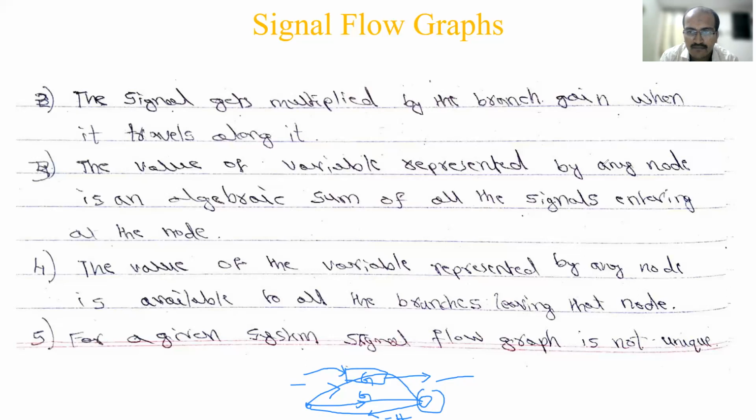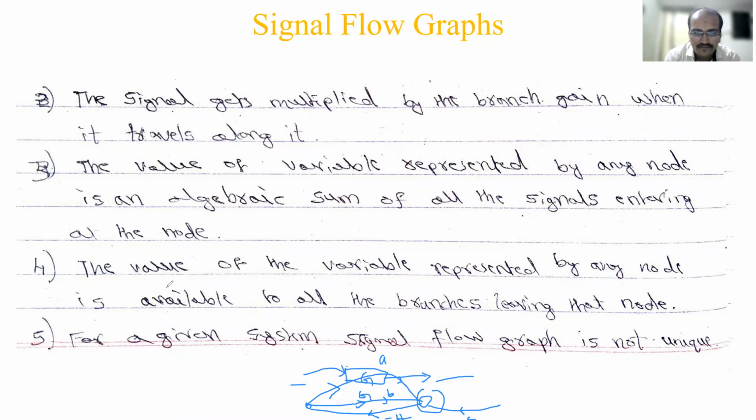The value at this node is an algebraic sum of all the signals entering that node. Entering means only the arrows coming into it, not leaving. So here 1, 2, and there may be another path coming from feedback; that also counts. All arrowheads coming to that node will be added. For example, if this value is A, this is B, and this is C, then the value at this node is A plus B plus C. That is the algebraic sum.